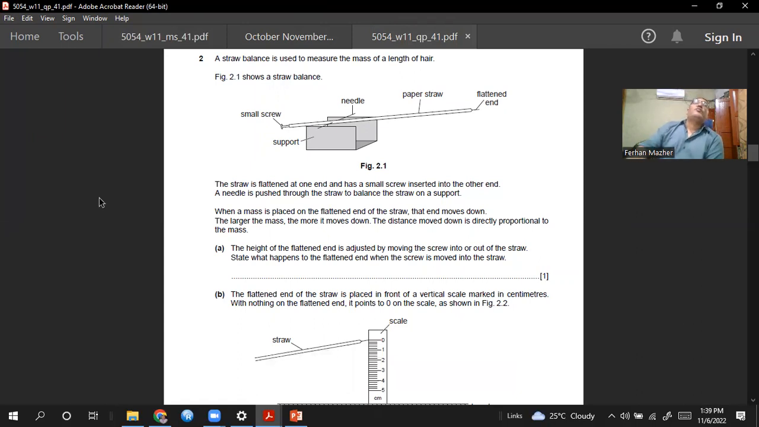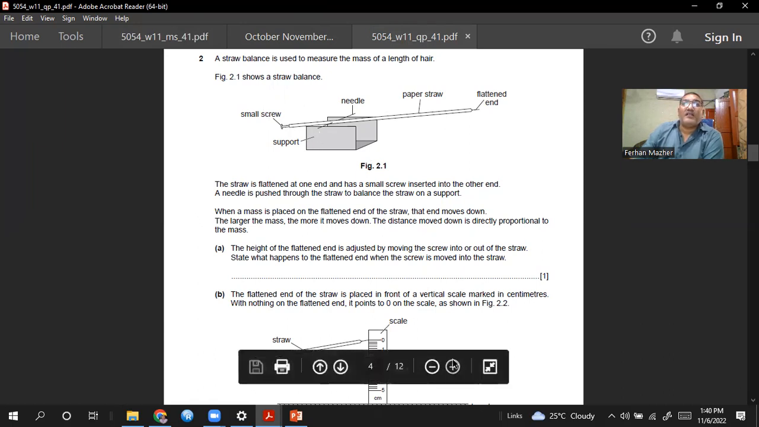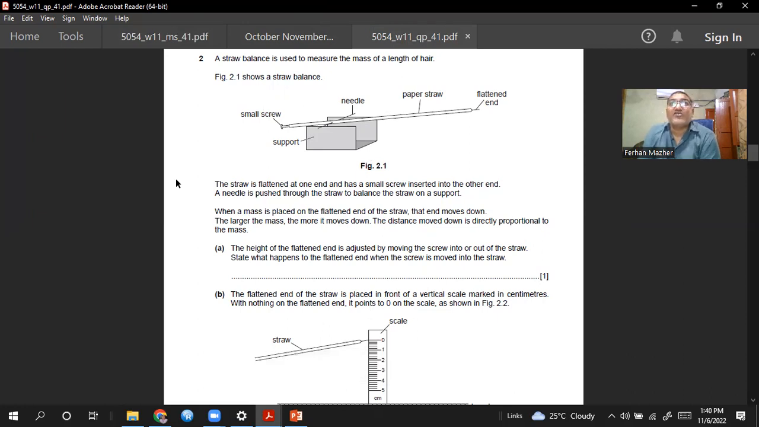Okay, so here you have a straw balance, and this needle is acting like a pivot. And this is a paper straw. This end is flattened. This is a small screw here. This is the support. The straw is flattened at one end and has a small screw inserted into the other end. The needle is pushed through the straw to balance the straw on a support.